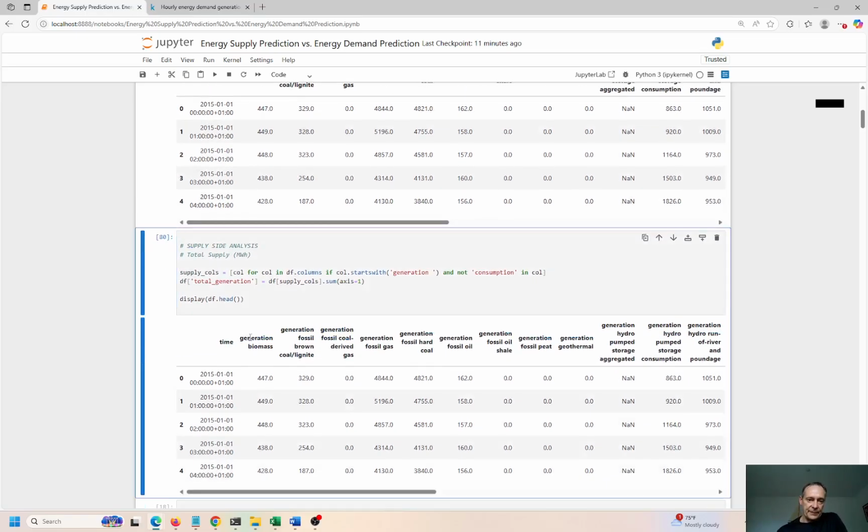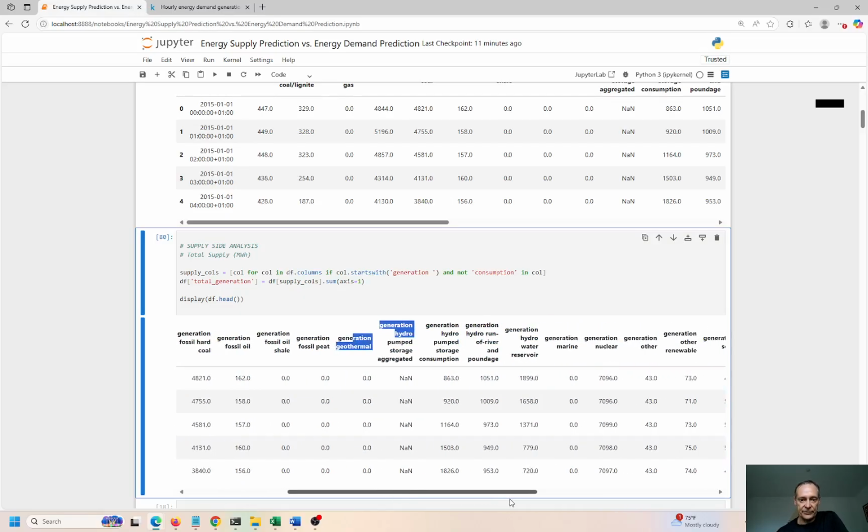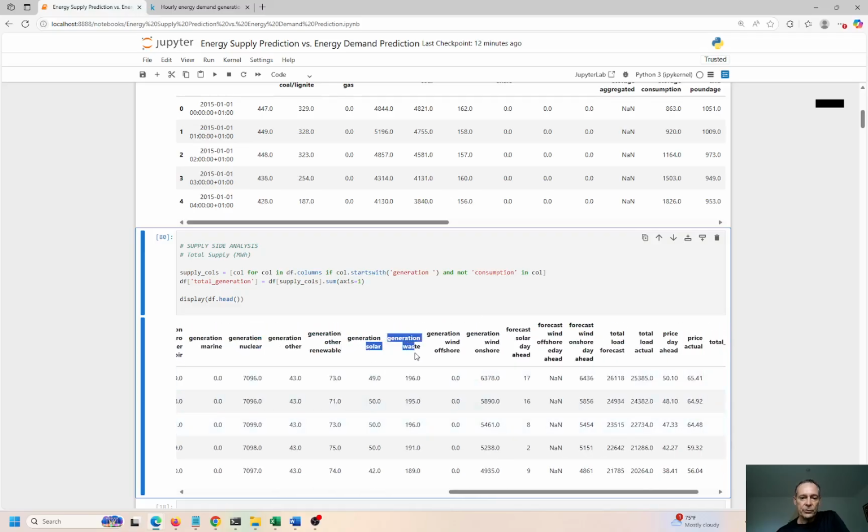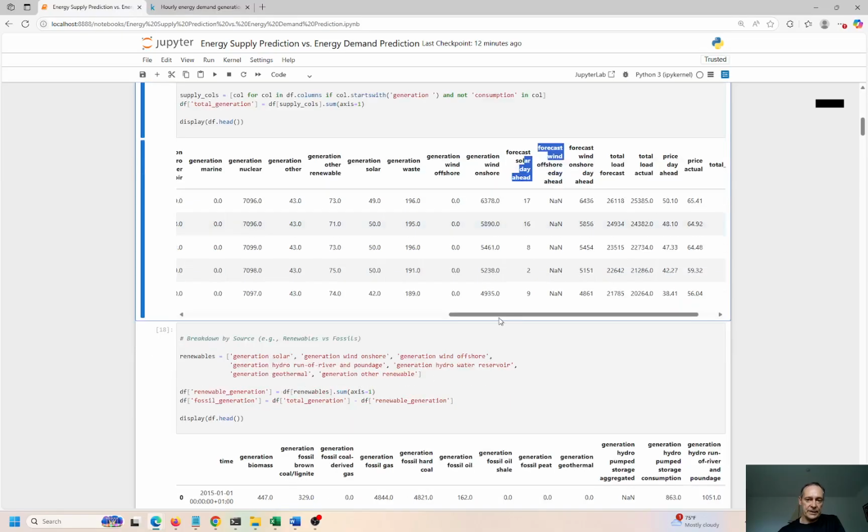So this is it: biomass, brown coal lignite, fossil gas, fossil hard coal, geothermal. Okay, we don't have too much in this country, but in Iceland, it's huge. I think it's like 85, 90%. What else? Hydro, marine, nuclear, other. Okay, we have renewables over here: solar, waste, wind offshore, wind onshore, solar day ahead, and what else? Total load, total load actual, and price actual. Okay, so we have some pretty interesting data that we can dig into and play around with.